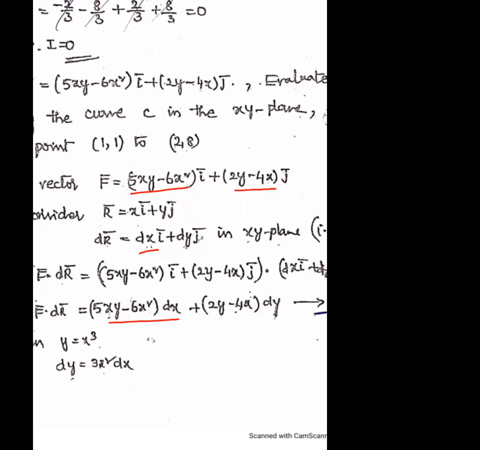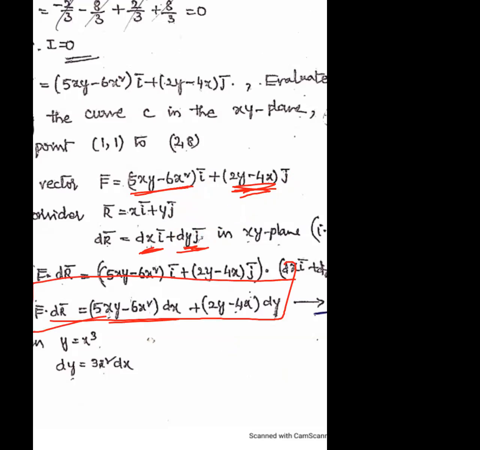So finally, F bar dot dr bar we write as the coefficient of i bar in F, 5xy plus x square, times the coefficient of i in dr, which is dx, plus the coefficient of j bar in F, 2y minus 4x, times the coefficient of j in dr, which is dy. This is called F bar dot dr bar.